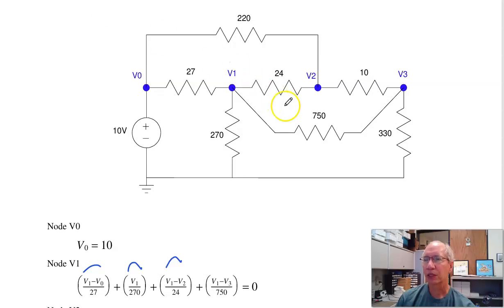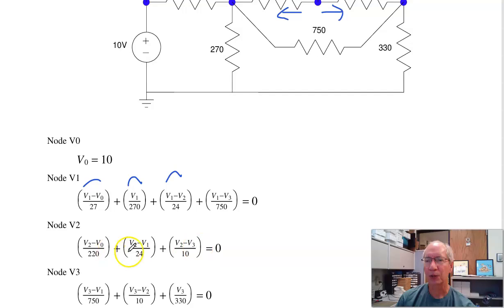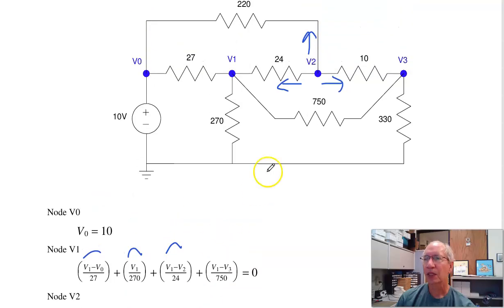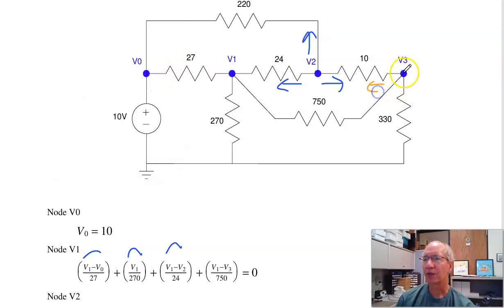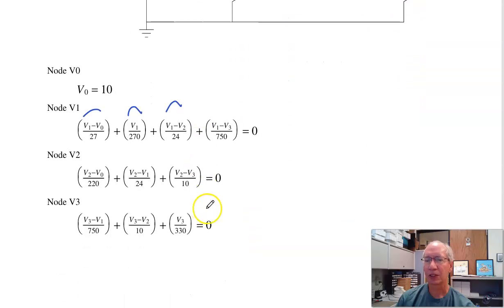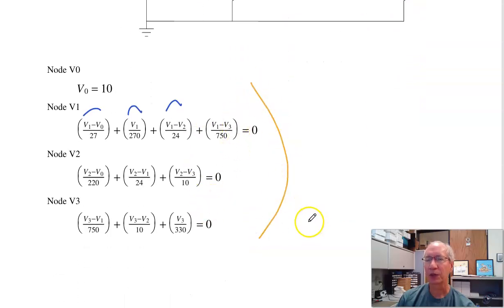At node V2, currents have to add to 0, so the current left, V2 minus V1 over 24, plus the current up, V2 minus V0 over 220, plus the current right, V2 minus V3 over 10 equals 0. That's node V2. Then at node V3, current left, V3 minus V2 over 10, plus the current down, V3 minus V1 over 750, plus V3 over 330 is 0. Gives you 4 equations, 4 unknowns.